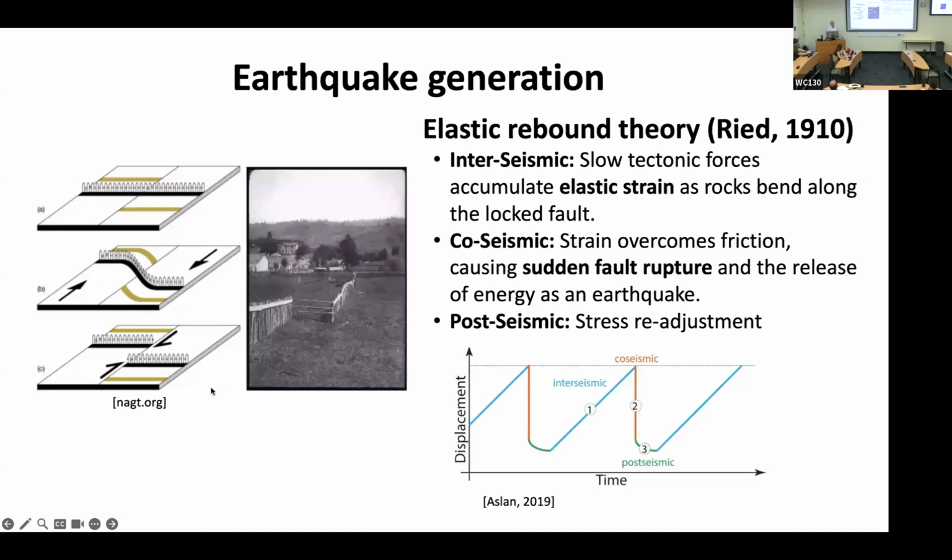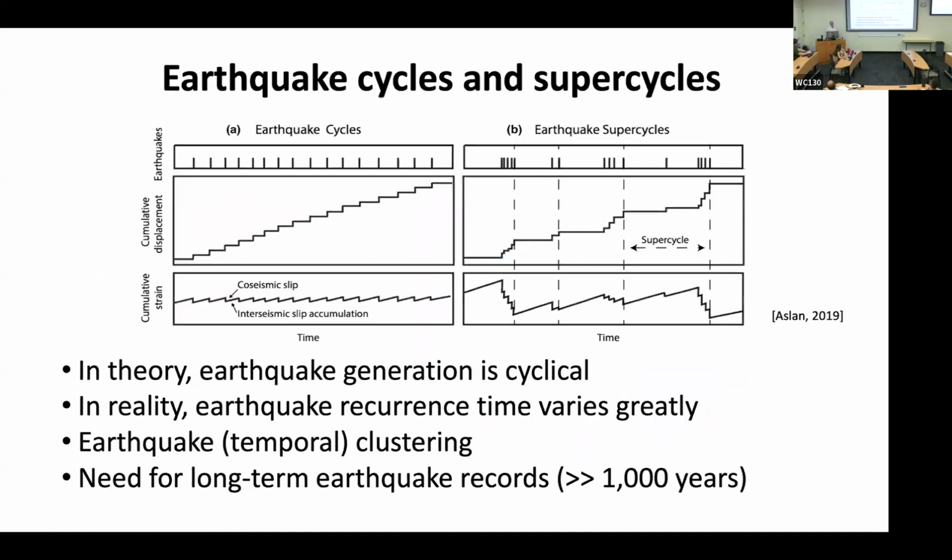Basically, there are three stages: the interseismic, the slow accumulation of stress, or displacement, or strain. There are different things that we can measure. Then they reach the yield stress, and it ruptures. We have a stress drop. This is the release of the seismic waves, and then there's an adjustment period called the post-seismic, and then again accumulation of stress. So these are the major things, how earthquakes work.